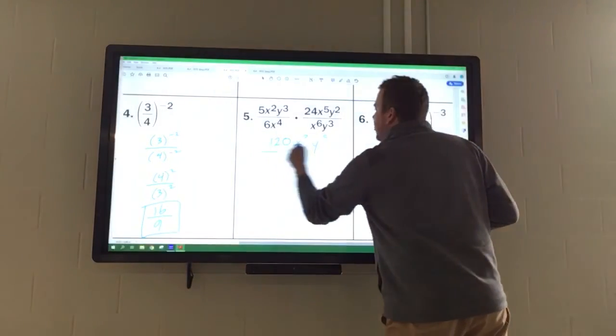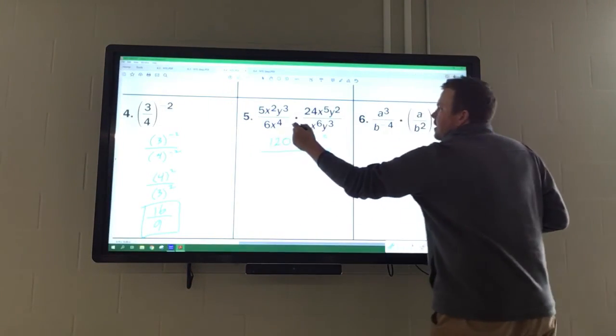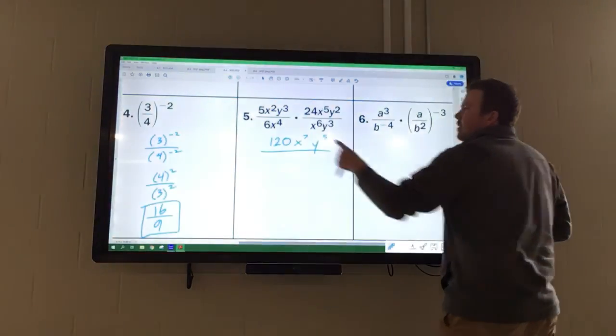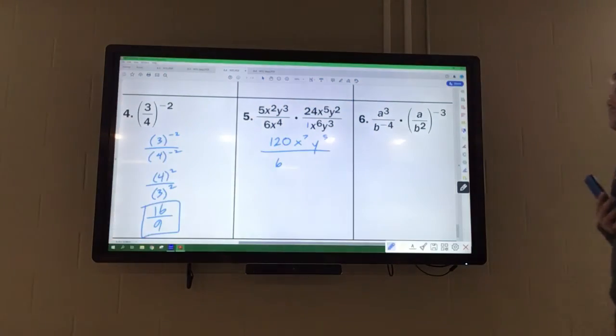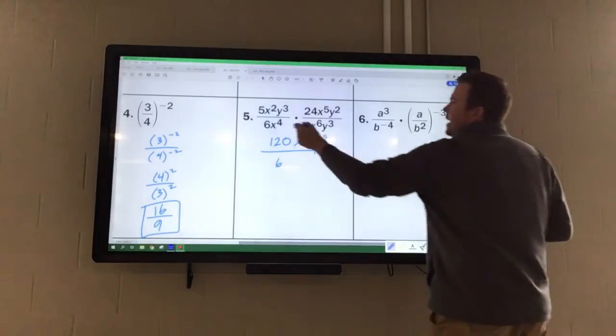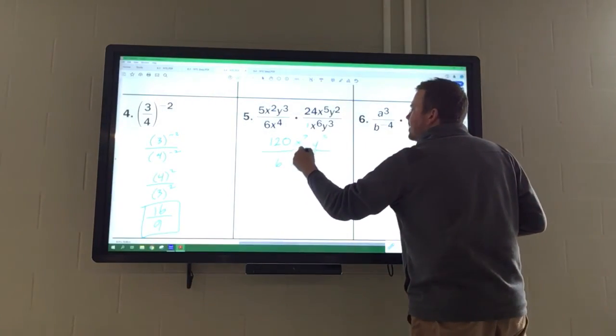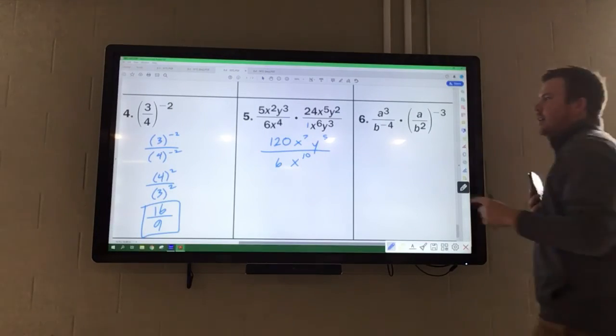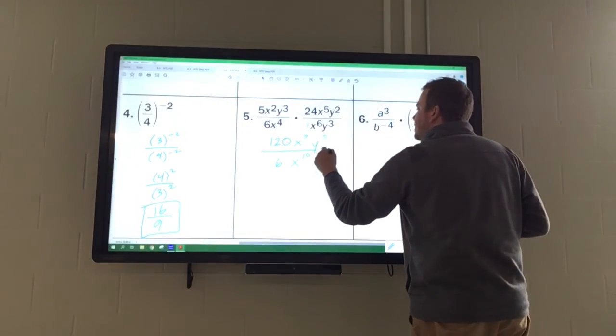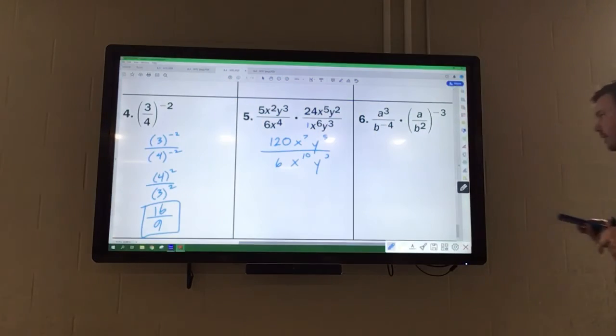Now let's work on the denominator. So we're going to multiply denominator times denominator. 6 times 1 would just be 6. X to the 4th times x to the 6th is x to the 10th. And y to the 3rd times no other y would just leave us with y to the 3rd.